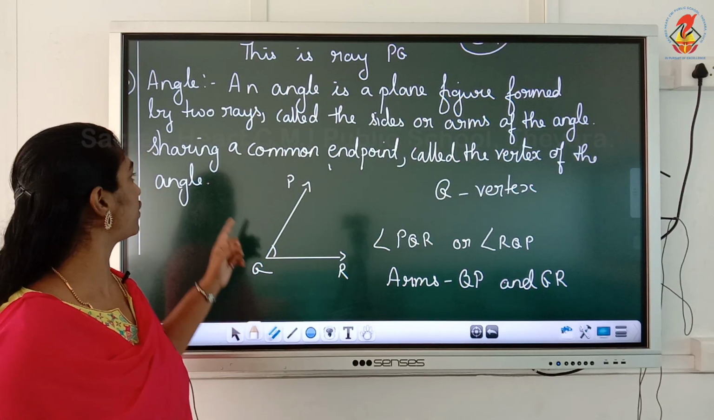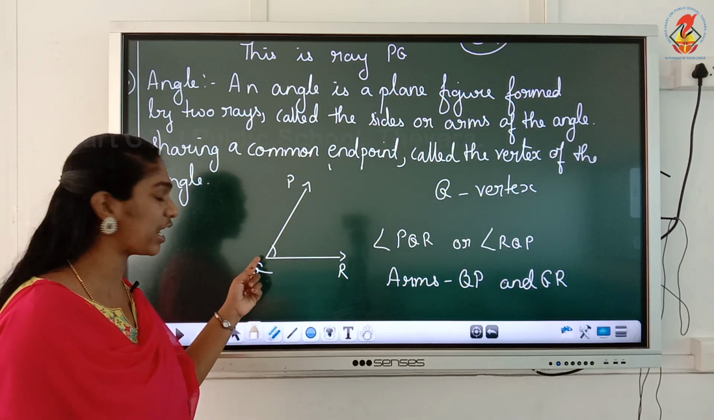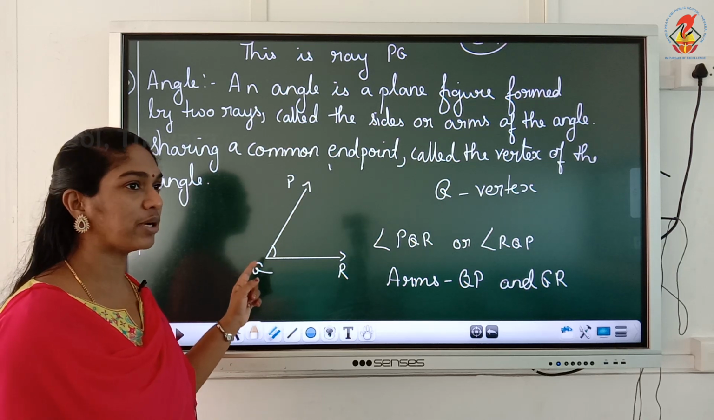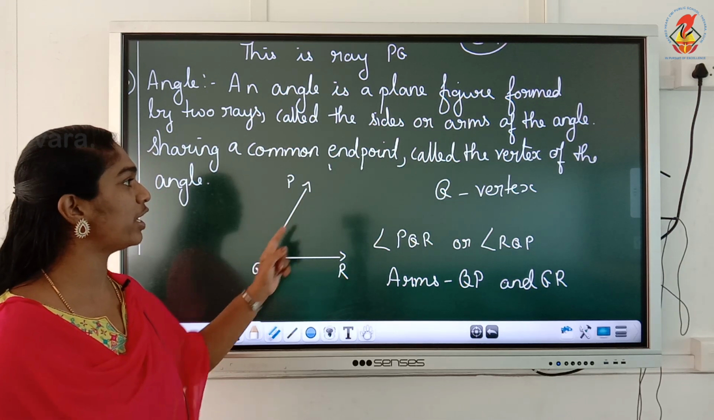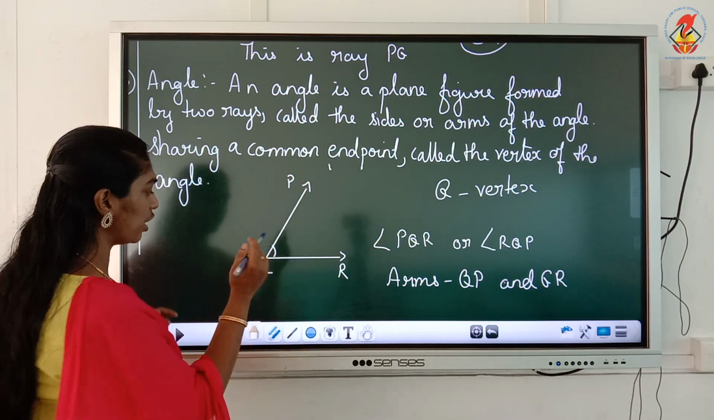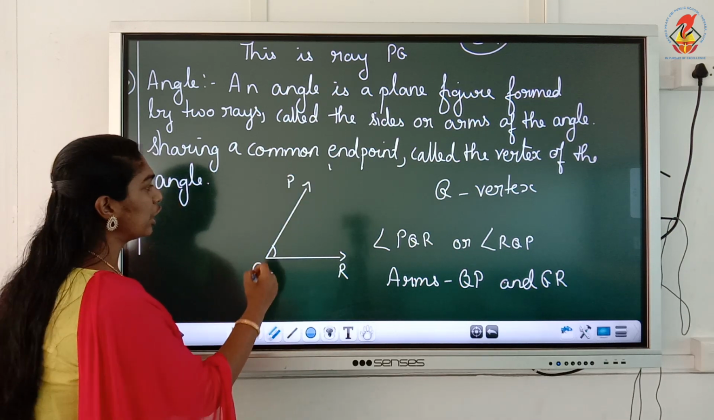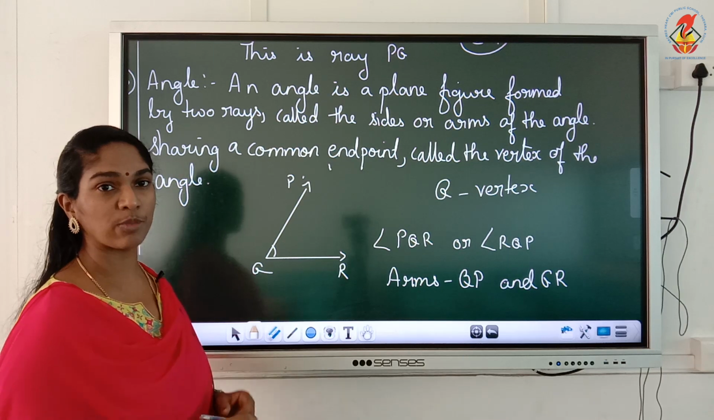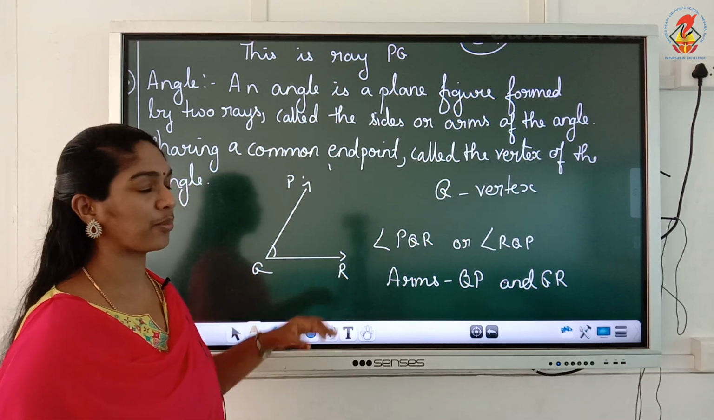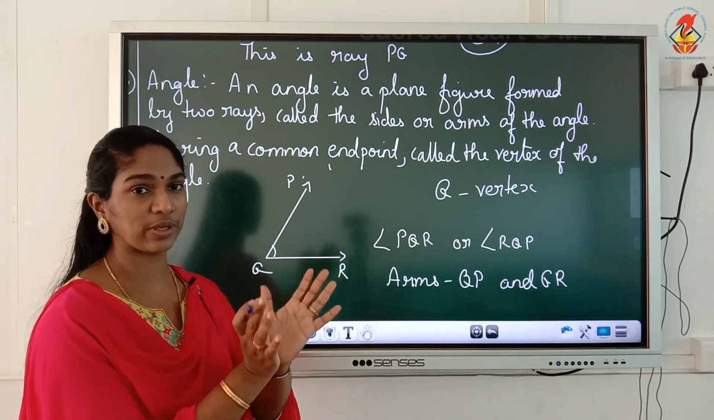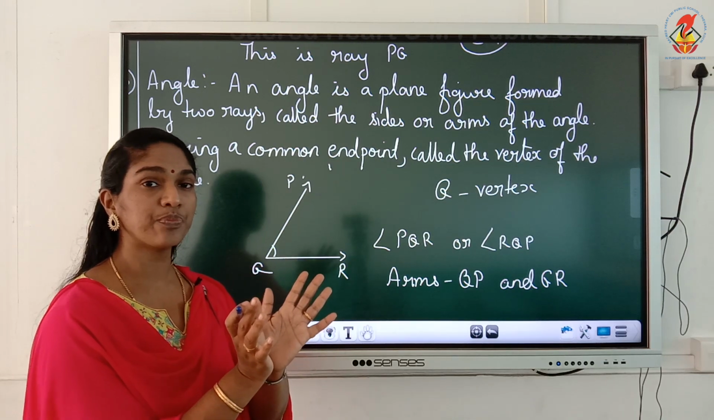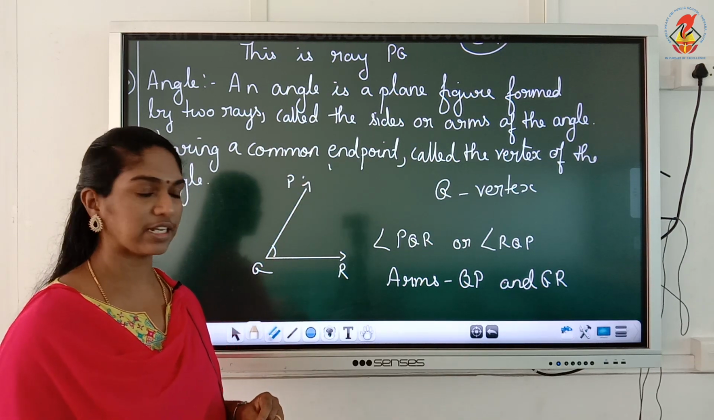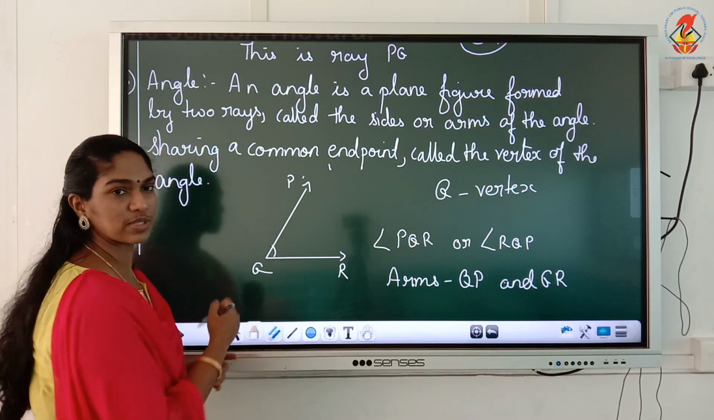Q is the vertex of the angle. The arms share a common endpoint, the starting point of both the rays, called the vertex of the angle. So here we have Q as the vertex, QP as an arm, and QR also an arm of the angle. An angle is formed when two rays join together. The joining point is called the vertex, and the two rays are called the arms of the angle.